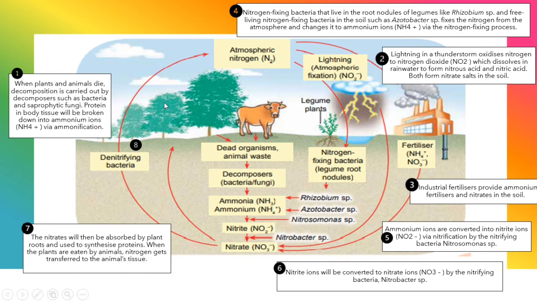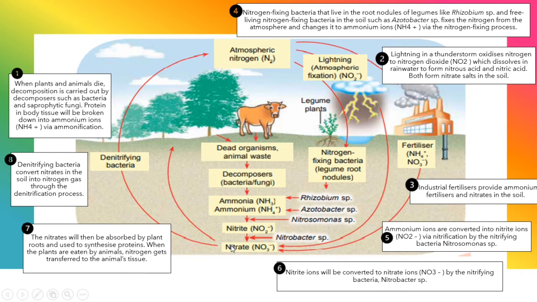When the plant is eaten by an animal, nitrogen gets transferred into the animal tissue. Denitrifying bacteria convert the nitrates, the excess nitrate in the soil, into nitrogen gas through denitrification. This is important to balance the amount of nitrogen in the atmosphere. So this is the nitrogen cycle.